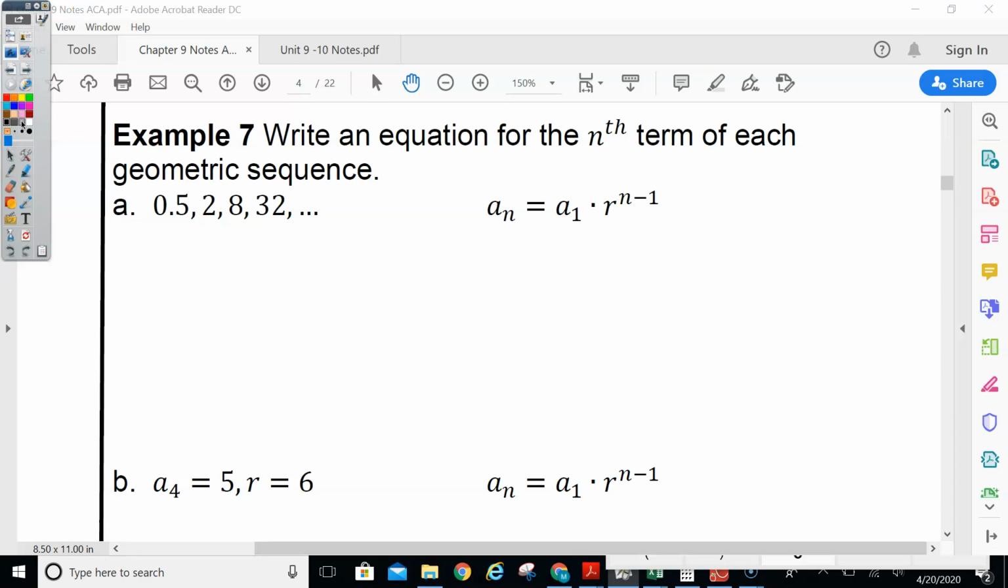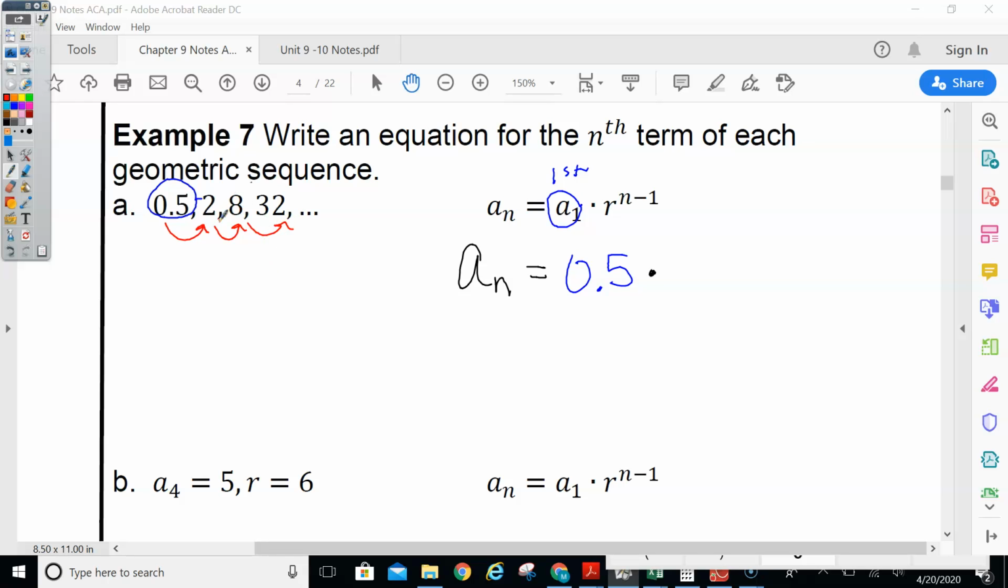So we're going to leave a sub n there. So it's going to stay a sub n equals, remember what a sub 1 means? This is your first term in the sequence, which is the 0.5. We're going to do 0.5 times r is the common ratio. So we got to see what are we doing from one to the other.